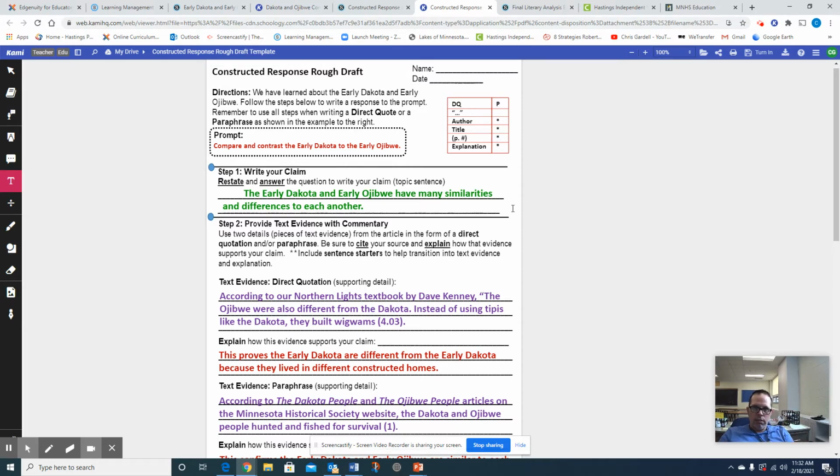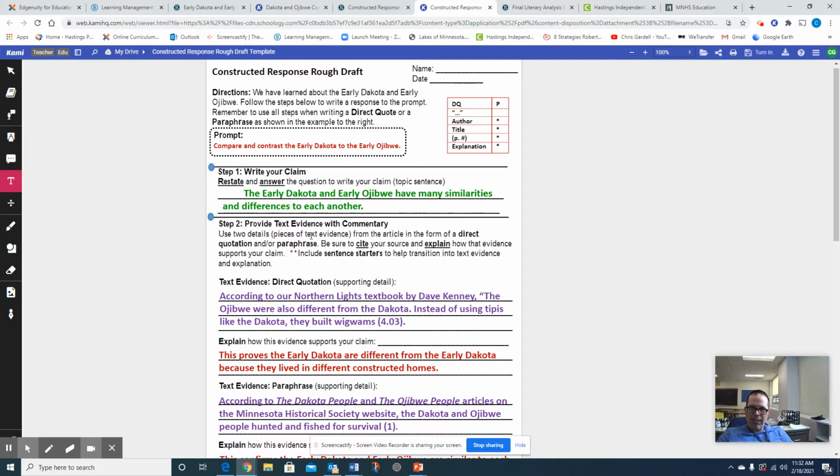And so what I would encourage you to do is start with step 1, which is your topic sentence. This is my topic sentence. The early Dakota and early Ojibwe have many similarities and differences to each other. That really gets the reader to better understand what this constructed response is all about. And from there, you just keep following through the steps.